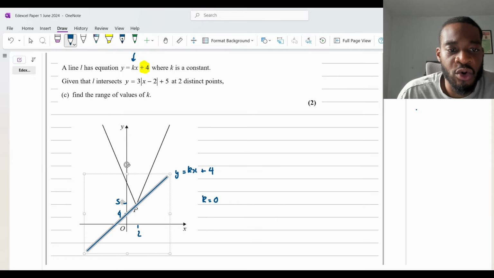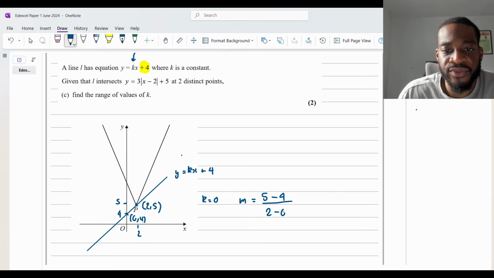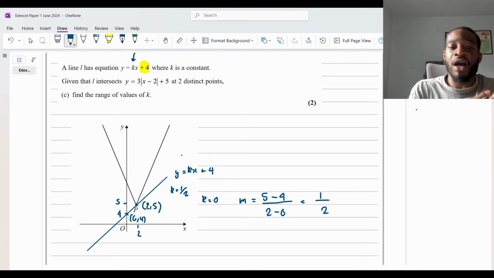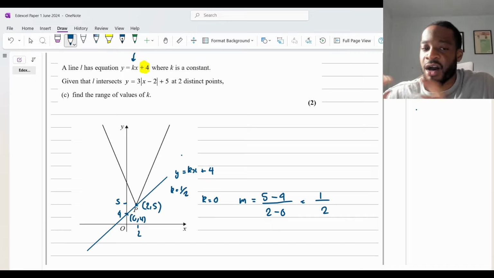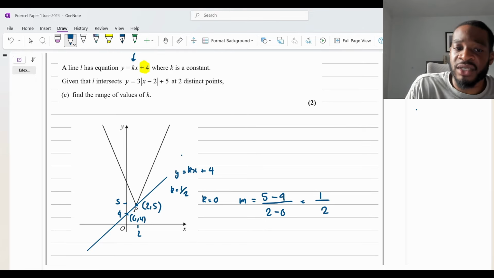How do I get that point though? Well, remember, it's very, very simple. This is 2, 5. That is 0, 4. Just do change of y over change of x. So I'm going to say m for the gradient of that line is going to be 5 minus 4 for the y's, divided by 2 take away 0. 5 take away 4 is 1, 2 take away 0 is 2. So the gradient is 1/2, right? So when k is equal to 1/2, the graph cuts once. So when it says find the range of values of k, we know at least it has to be more than a half. K equals a half can't be included because it's cutting once here.